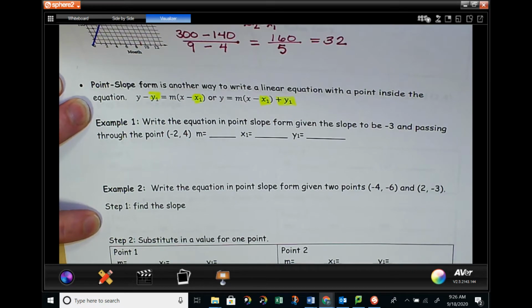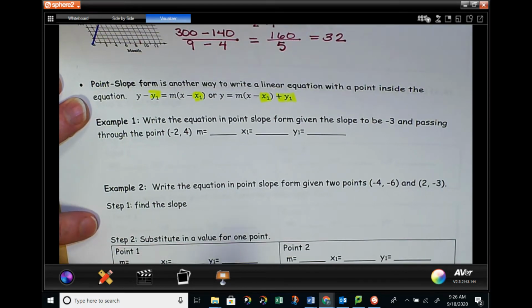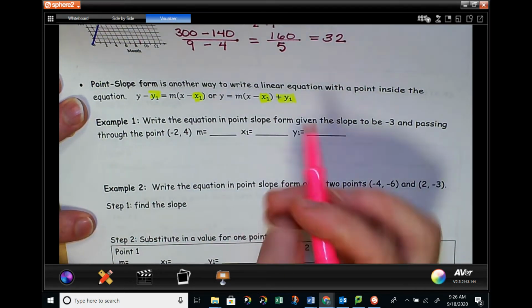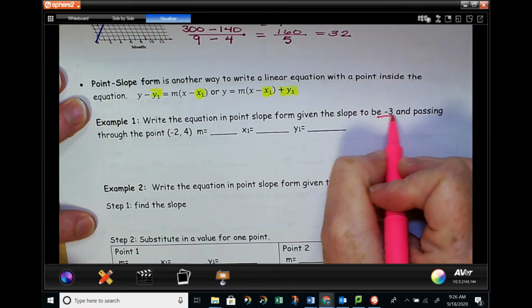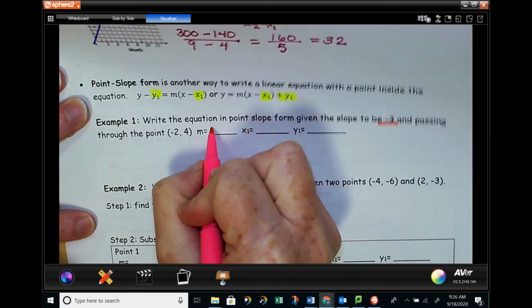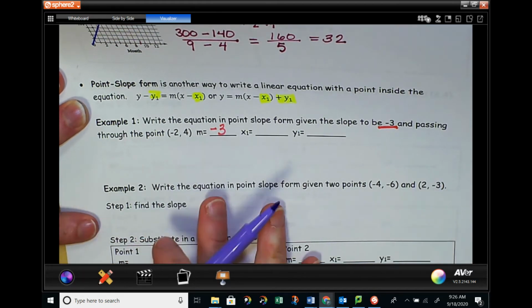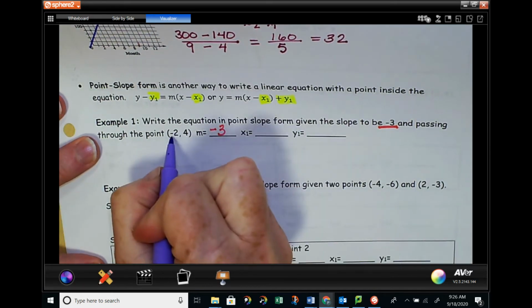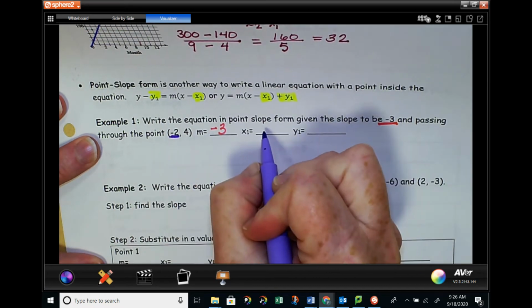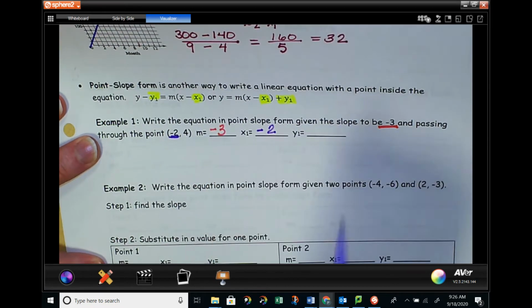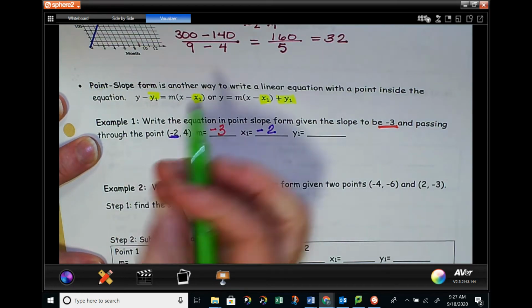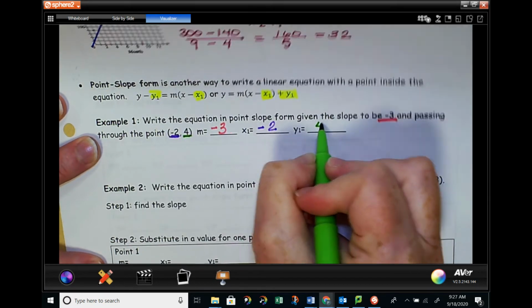So what I like to do is, and this is where I'm totally the color girl. This says write the equation in point slope form, but I give you the slope to be -3. So this is -3. And if you don't have colors, but you have highlighters or crayons, do these in crayons. Who cares when you're writing your notes? Just so you have extra colors. This right here is your x1, so that's -2. And this right here is your y1, which is +4.